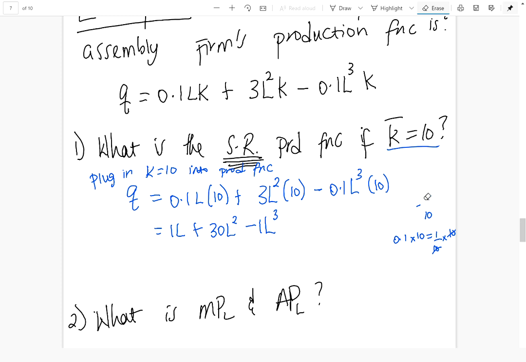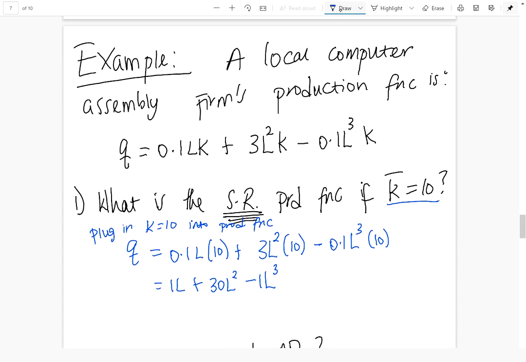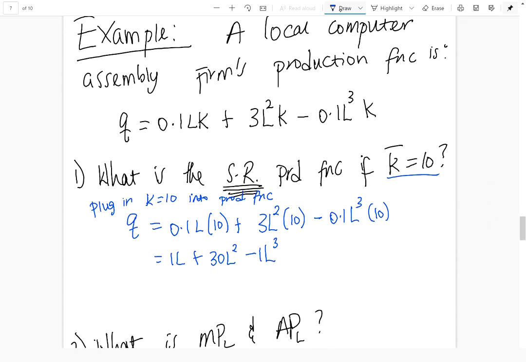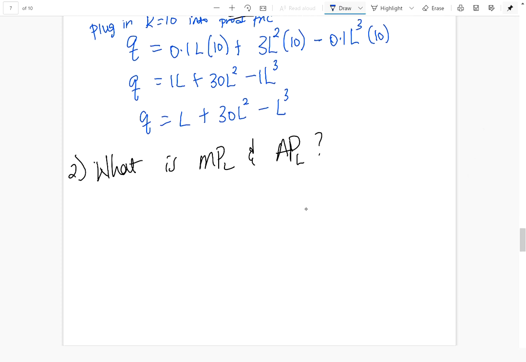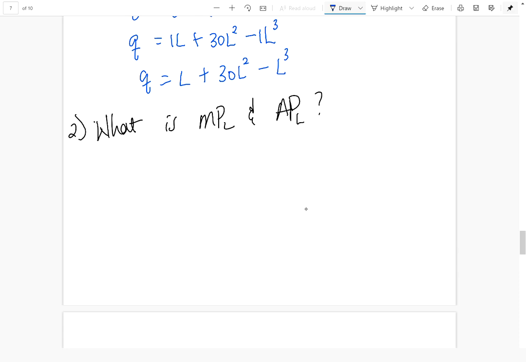Okay. So now that we have that, not bad at all. We're saying if capital is fixed at the level of 10, so maybe they have 10 desktops or something where they assemble all their production, then we're going to be able to tell how the number of computers assembled will vary as labor varies. So Q is equal to L plus 30L squared minus L to the third. Now the next question is, what is MPL and what is APL?